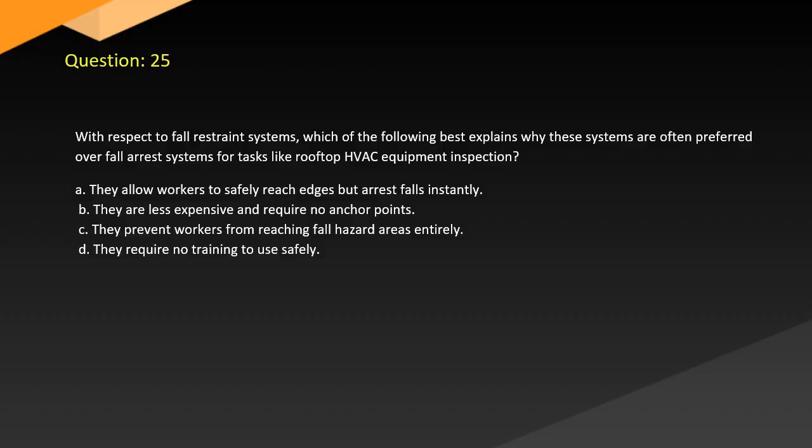Question 25. With respect to fall restraint systems, which of the following best explains why these systems are often preferred over fall arrest systems for tasks like roof-to-HVAC equipment inspection? A. They allow workers to safely reach edges but arrest falls instantly. B. They are less expensive and require no anchor points. C. They prevent workers from reaching fall hazard areas entirely. D. They require no training to use safely.